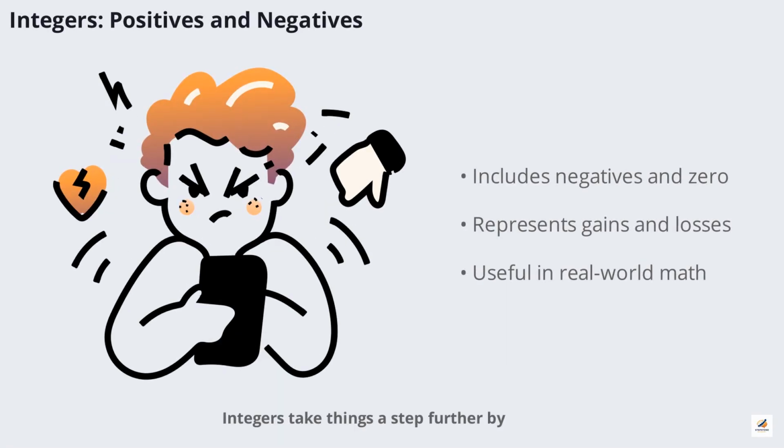Integers take things a step further by including both positive and negative whole numbers, as well as zero. This means the set of integers is -3, -2, -1, 0, 1, 2, 3. Integers are useful for representing situations like depths, temperatures below zero, or elevations below sea level. They allow us to perform arithmetic operations that involve both gains and losses, making them vital for real-world problem solving.